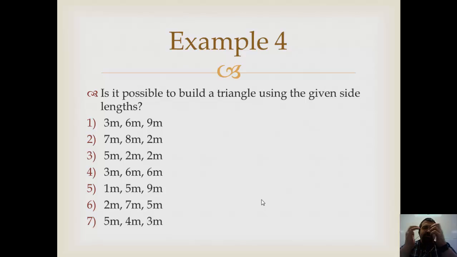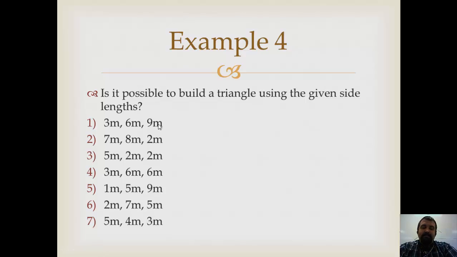Well, if I know just the side lengths, all I have to do is check, do the smallest two numbers add up to be a number larger than the third number? So for instance, the largest number here is 9. So does 3 plus 6 create a larger number than 9? No, 3 plus 6 is 9. That's not larger than 9. It is 9. So in this case, number 1 is impossible because 3 plus 6 is 9. It's not larger than 9.